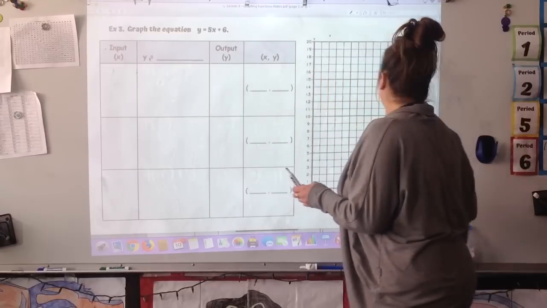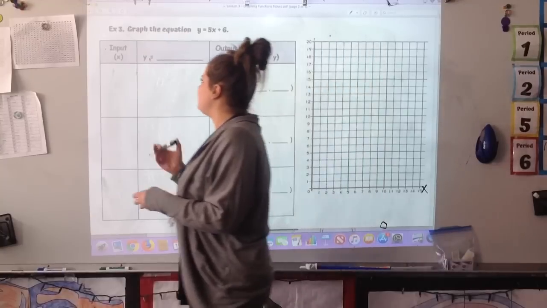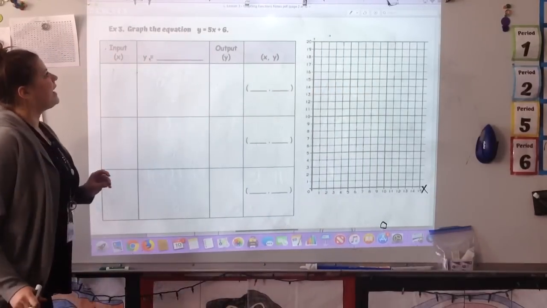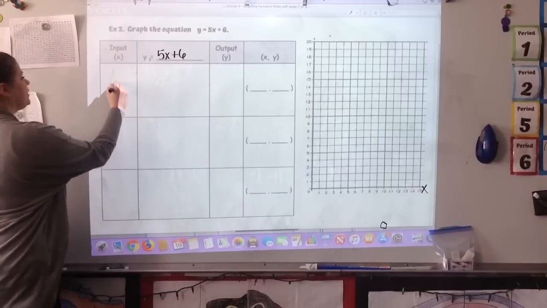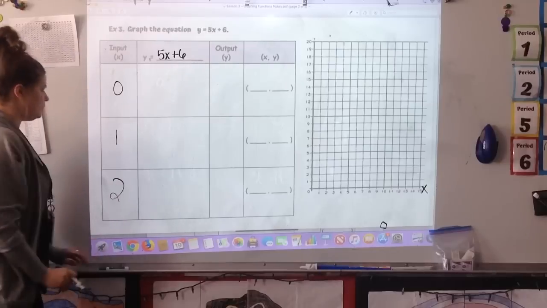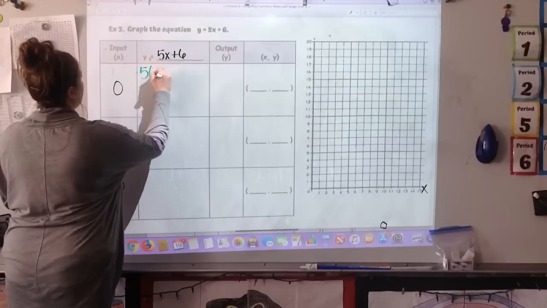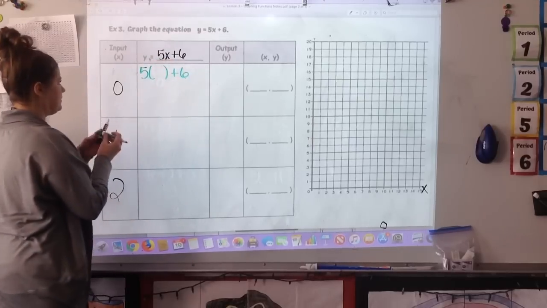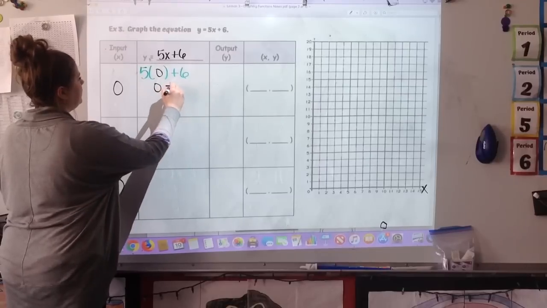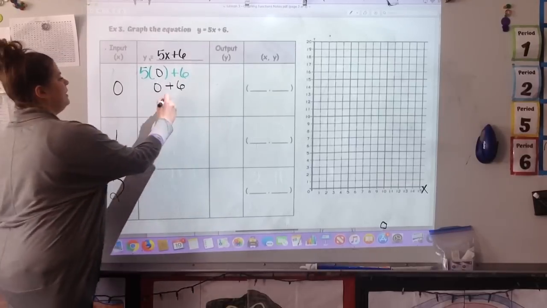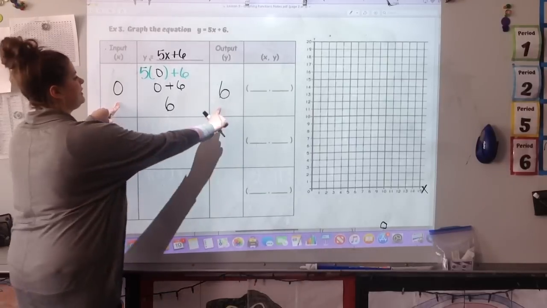All right, example 3. We have another two-step, y equals 5x plus 6. So my first step is to put input values in my equation. So I'm going to fill in 5x plus 6, and I'm going to use 0, 1, and 2 again. If I plug in 0, I have 5 times 0 plus 6. Anything times 0 is going to be 0, plus 6. 0 plus 6 is 6. That is my output value. My ordered pair will be 0, 6.